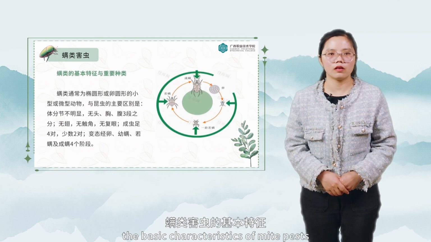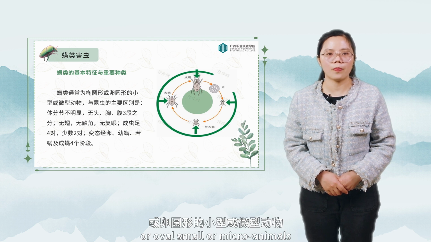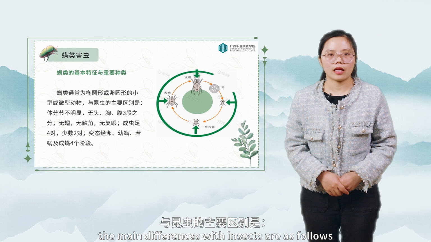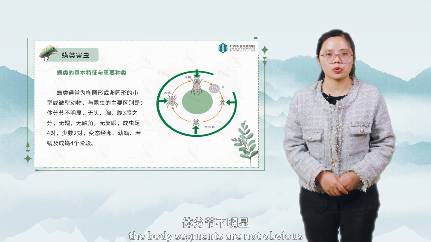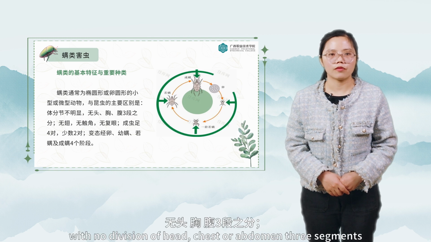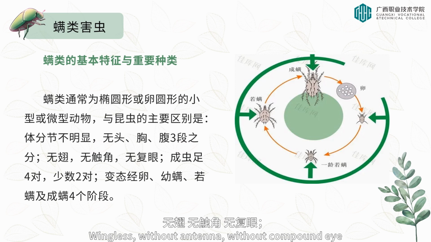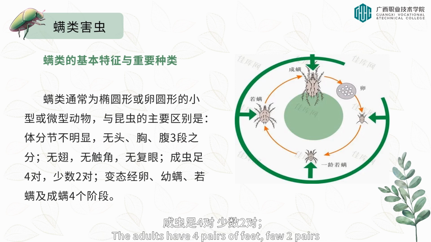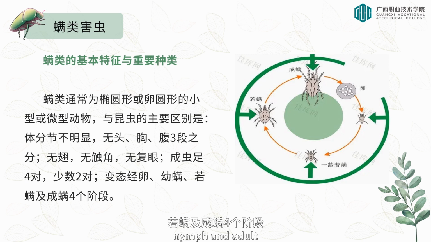The main characteristics of mite pests. Mites are usually oval, small, or micro animals. The main differences from insects are as follows. The body segments are not obvious, with no division of head, chest, or abdomen. Wingless, without antennae, without compound eyes. The adults have 4 pairs of feet. There are 4 stages of metamorphosis: egg, larva, nymph, and adult.